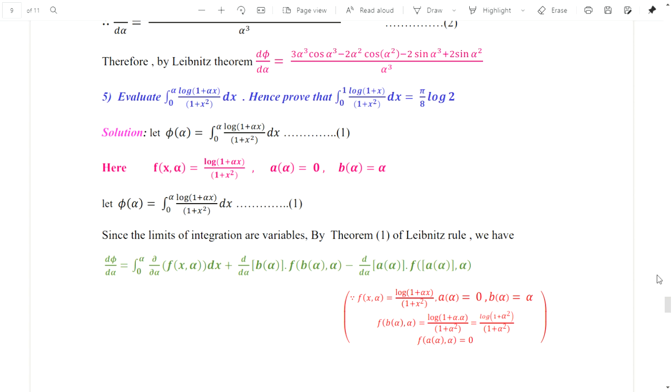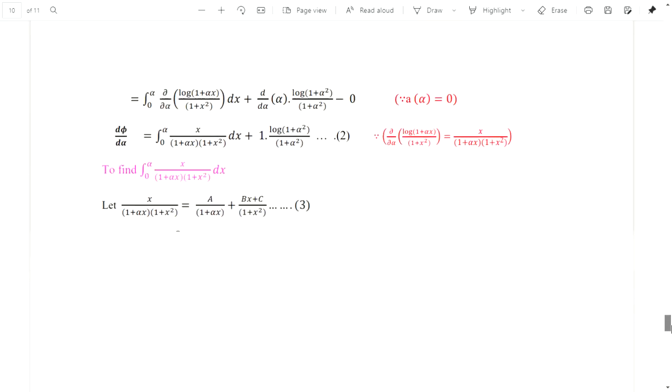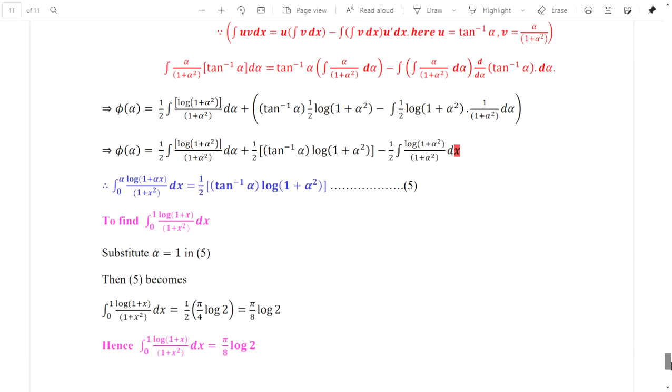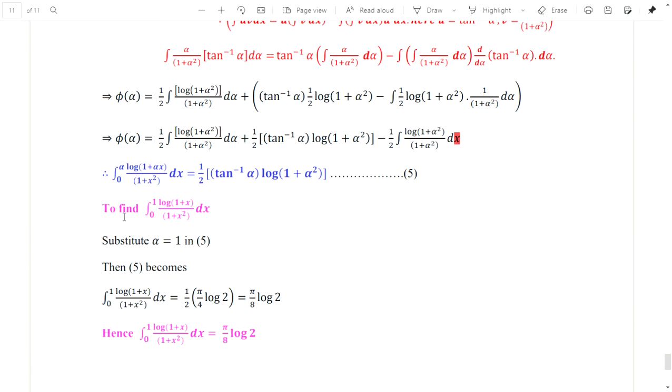So here in the final answer, this is the final answer that we have got. In this final answer, I'll substitute alpha is equal to 1, so that we will get integral of 0 to 1 log of 1 plus x divided by 1 plus x squared into dx is equal to 1 by 2 into tan inverse 1. Tan inverse 1 is nothing but pi by 4. Tan of pi by 4 is 1. So 1 into log of 1 plus 1, that is equal to log 2. So that is equal to pi by 8 into log 2.